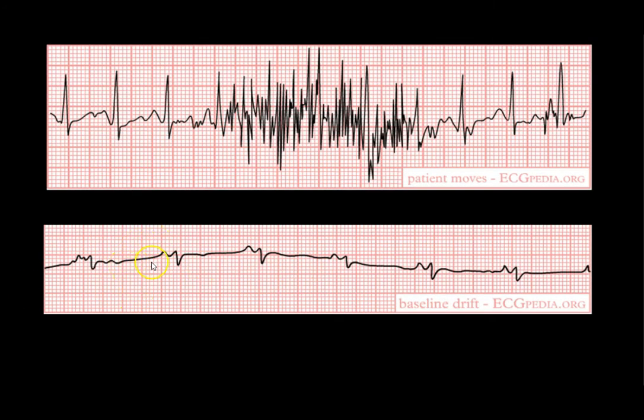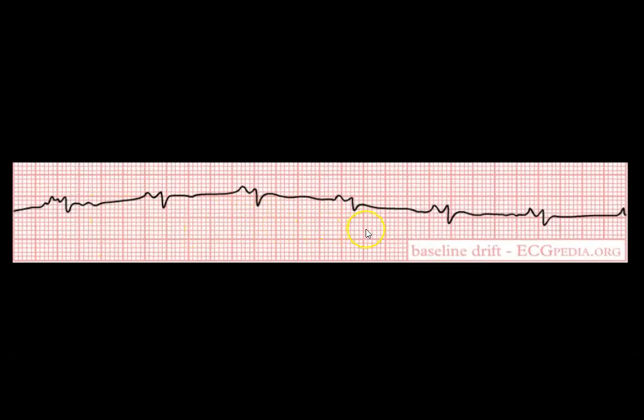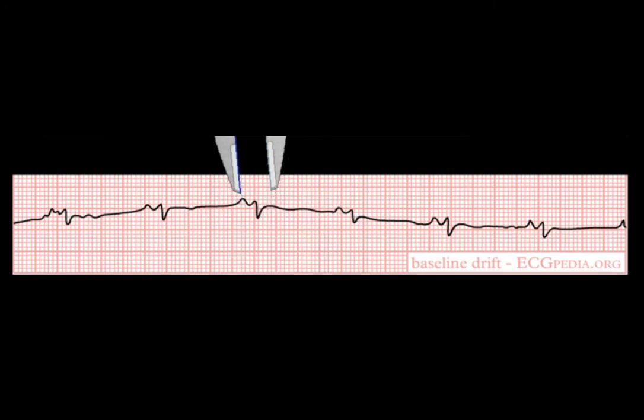This one here on the bottom is a little bit more of a baseline drift. And you can identify some waves in here, but it becomes difficult for you to really measure anything with accuracy. And the reason that I say that is because when I bring in my calipers, if I measure this P wave here, I want to make sure that that P wave is going to work over here.